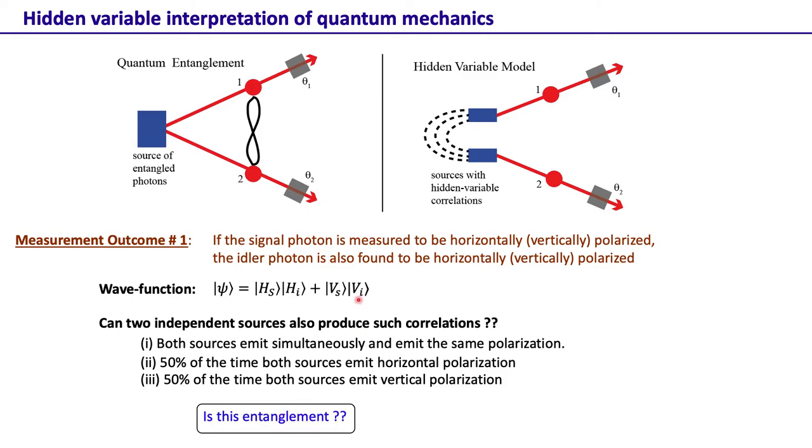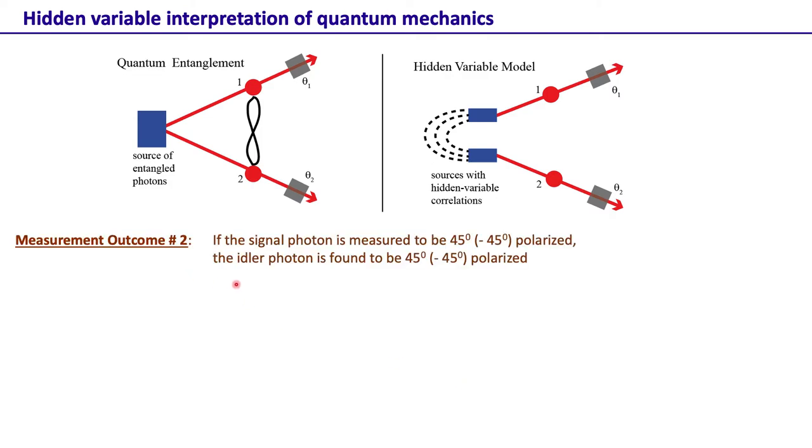So is this measurement outcome that we see entanglement? The answer is no. Let's look at another measurement outcome. Here, in this case, an experimentalist sees that whenever a signal photon is measured to be 45 degree polarized, the idler photon is also 45 degree polarized. And whenever signal is minus 45 degree polarized, idler is also minus 45 degree polarized.